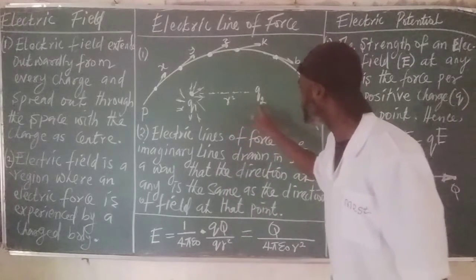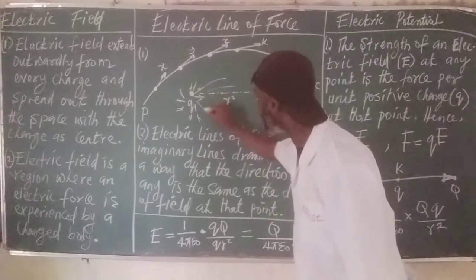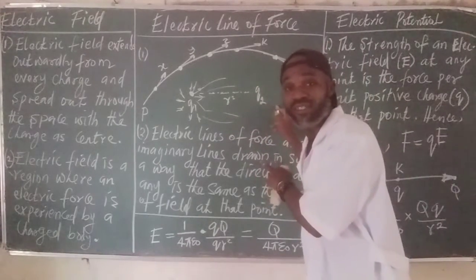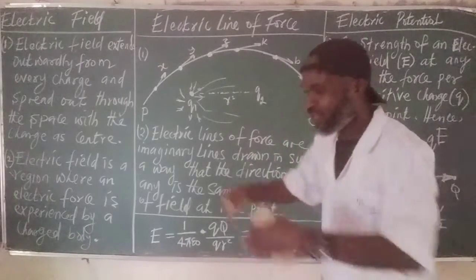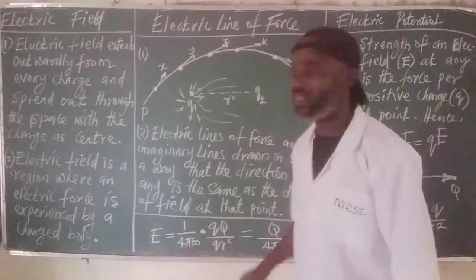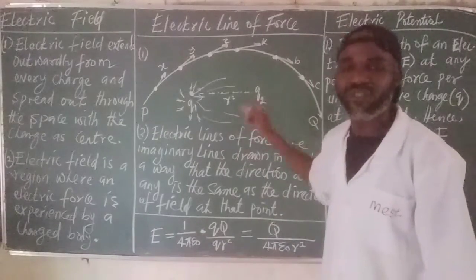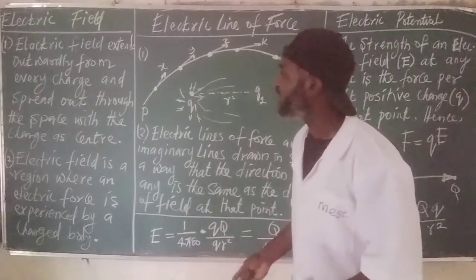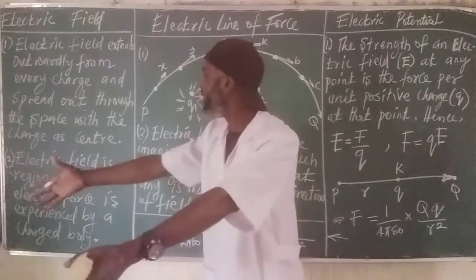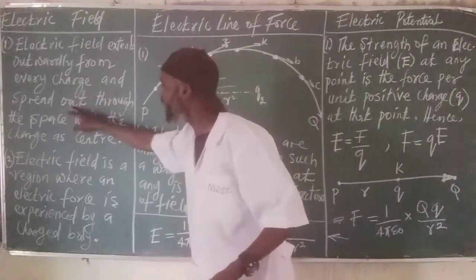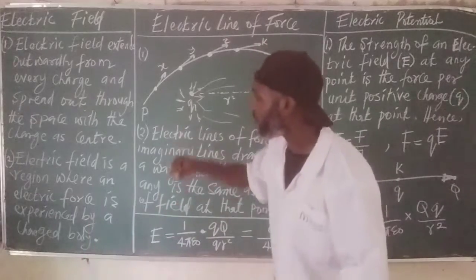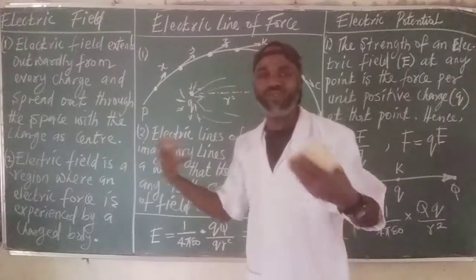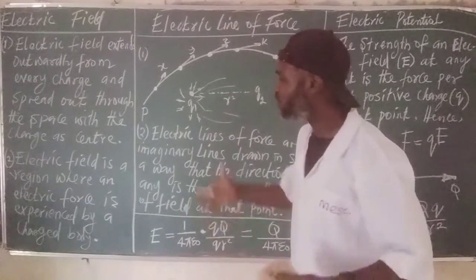Now, extending outwardly, it is definitely going to influence point charge Q2, because it's not stagnant, it's spreading through the space. And that is why it will influence Q2. So Faraday came up with the fact that the electric field extends outwardly from every charge and spreads out through the space with the charge as center. We can now define what electric field is all about.